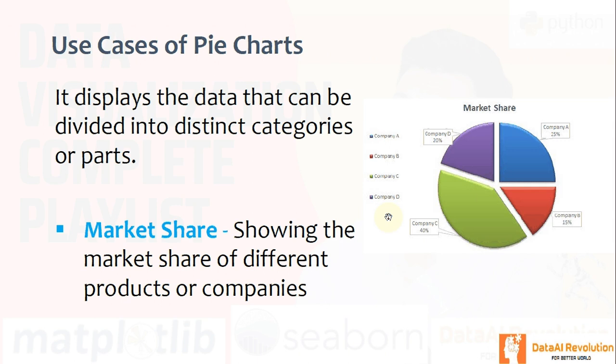So these are some of the use cases of pie charts. The first use case is market share. If you want to plot the market share of different companies, in this image you can see this is the pie chart. This is the first company A, which has 25% market share. Company B 15% market share, company C 45% market share, and company D 20% market share. So it's showing the market share of different products or companies. Here we have plotted for companies, but you can plot for different products, different departments, different segments. It depends on your requirement.